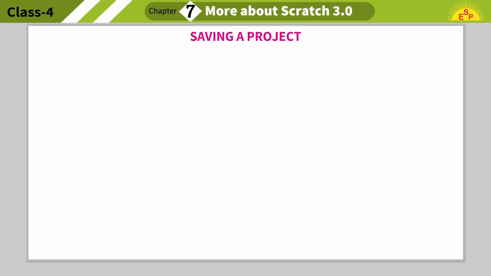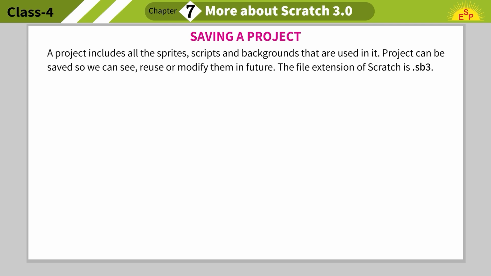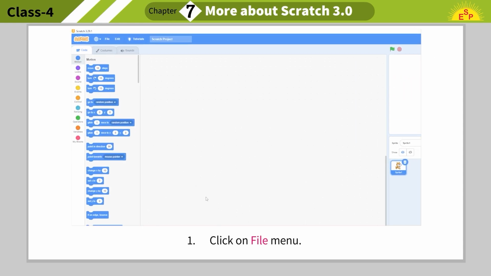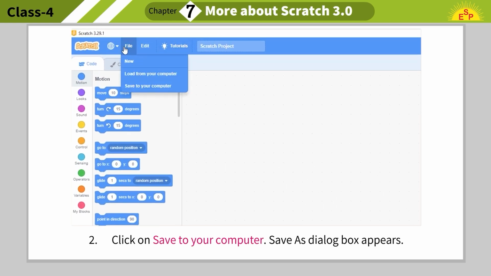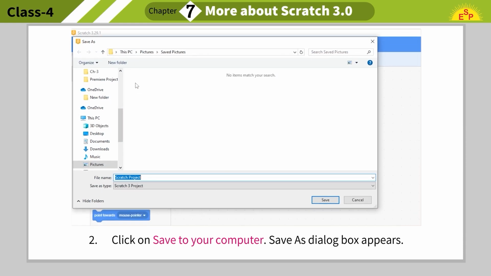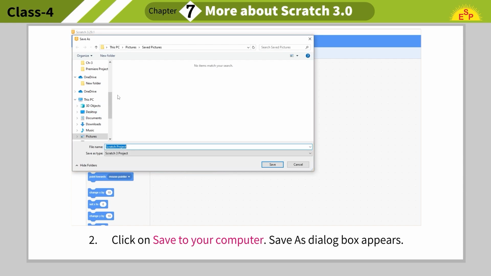Saving a project. A project includes all the sprites, scripts and backgrounds that are used in it. Project can be saved so we can see, reuse or modify them in future. The file extension of Scratch is .sb3. Step 1. Click on File menu. Step 2. Click on Save to your computer. Save as dialog box appears.